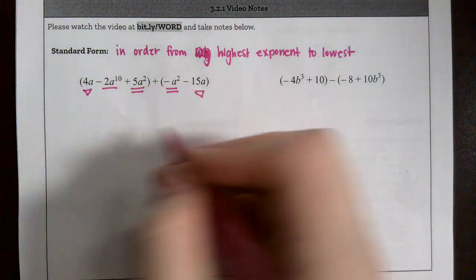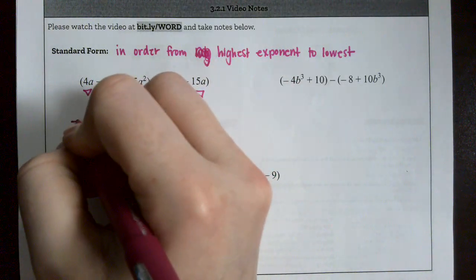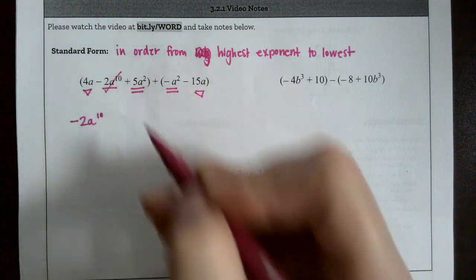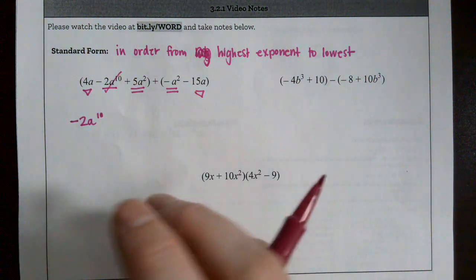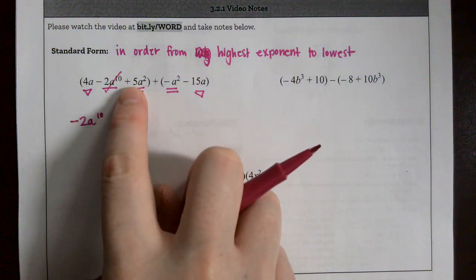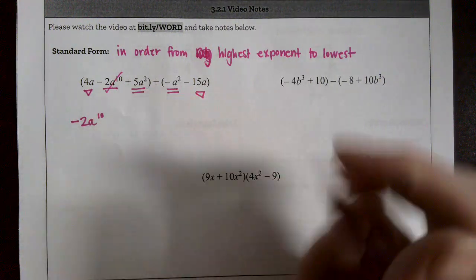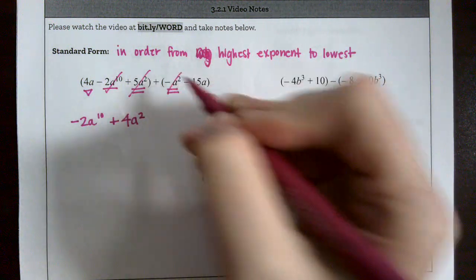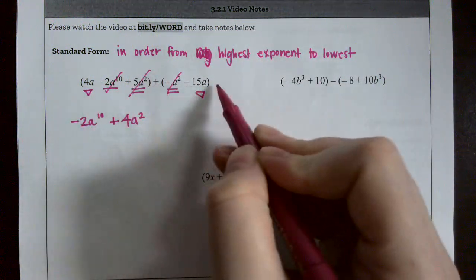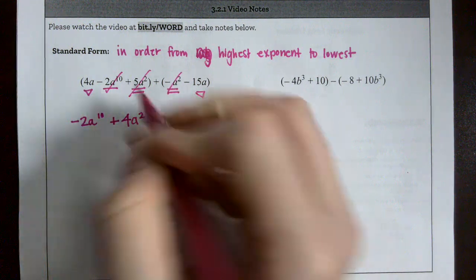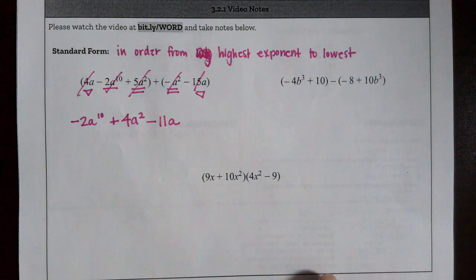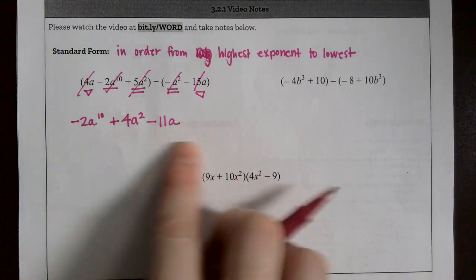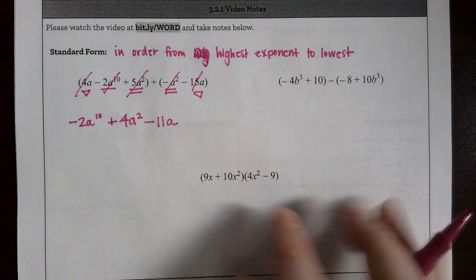Coming first is this. It has no other friends, so I'm just going to bring that down. Then I like to cross things off as I go, just so I know I've used everything. My squareds, I have 5 plus -1, which is 4a squared. And then 4 plus -15 is -11a. And there we go. Just double check it's in standard form. This should be in order from highest exponent to lowest, and we are good. So that's addition.